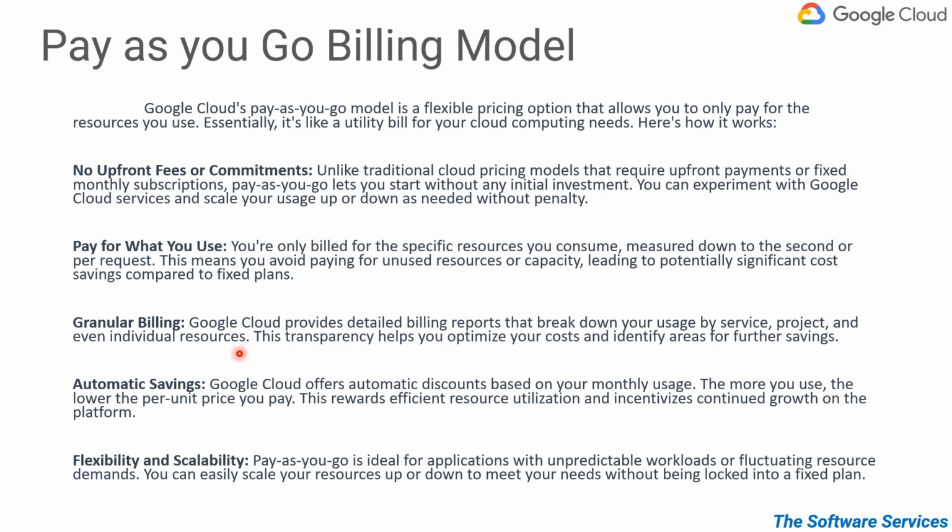So if you use some 10, 12 services, you can see which service is billed how much, and then the automatic savings also. The more you use a resource, the more discounts you can get. That is technically called sustained use discounts. So we'll discuss all those billing concepts in our further classes, guys.